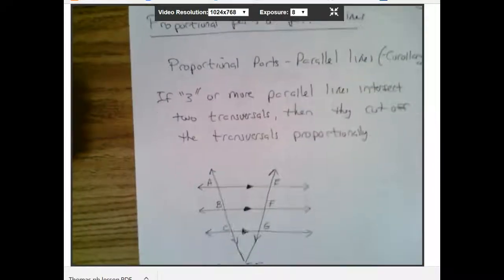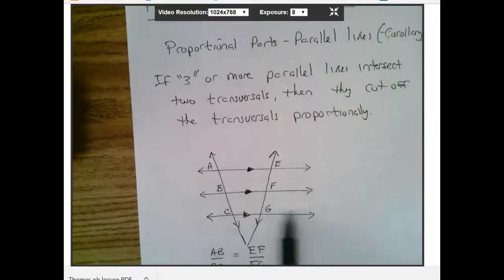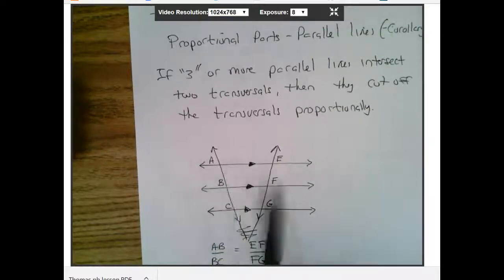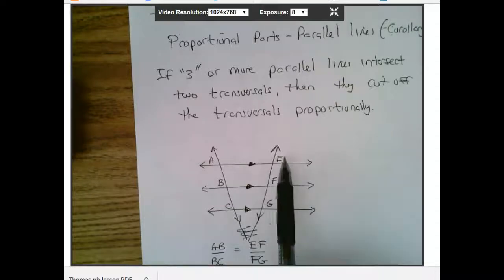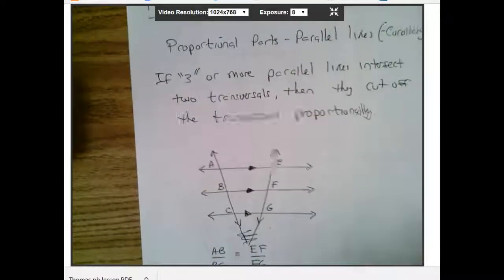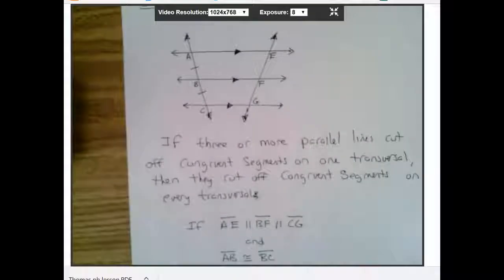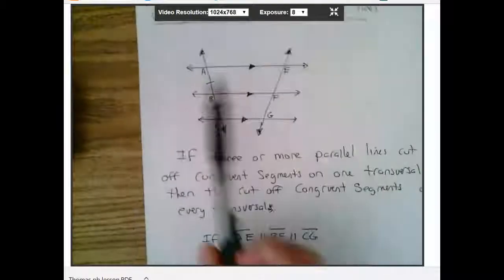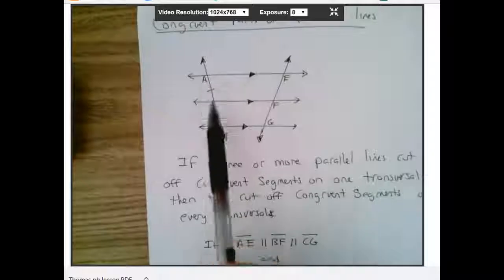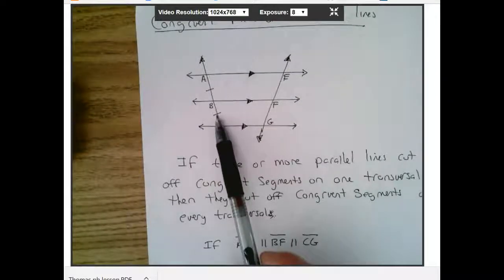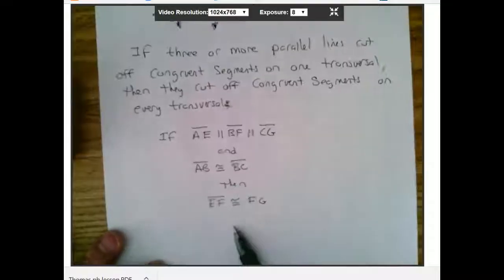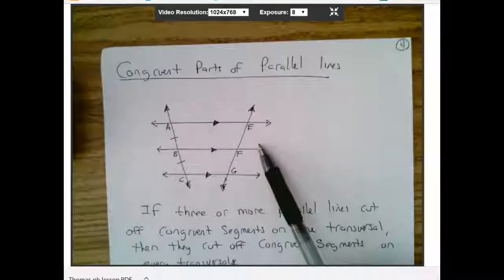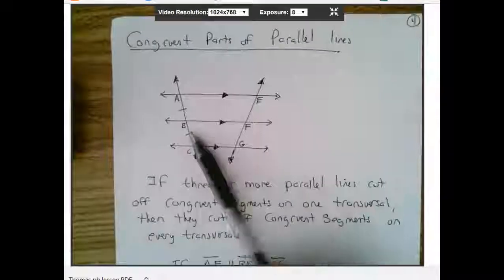And then we have these proportional parts. So we know if we have these lines cutting through transversals, and they're parallel, then we know these sides, AB and BC, are equal to EF, FG. Okay, and then the last one again is this idea of congruent parts of parallel lines. So if we have these parallel lines, and AB and BC are congruent to each other, then we can say that EF is congruent to FG as well, even if they don't say they are. Okay, they have to be. If these are congruent, these are congruent.